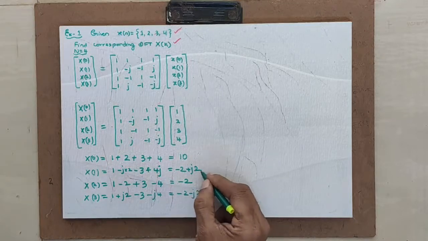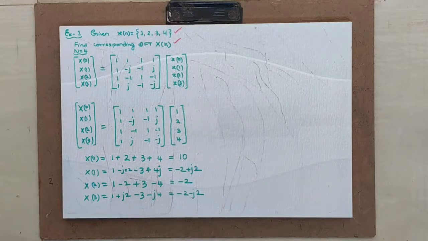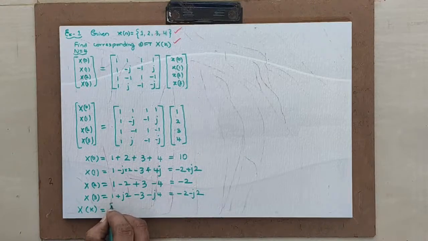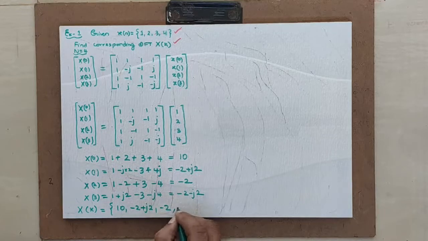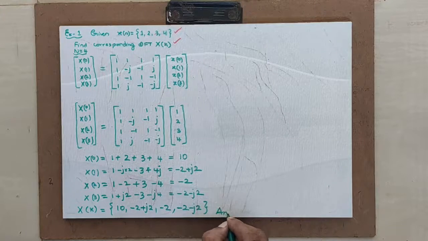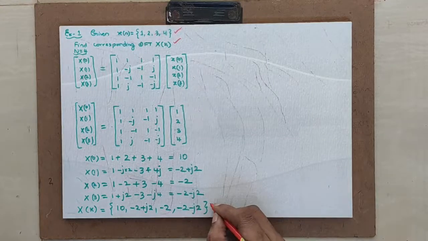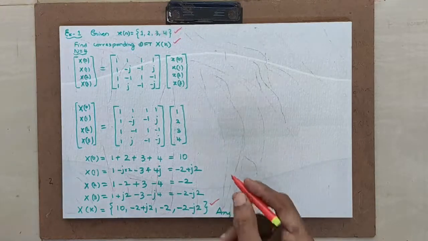You can see that these two are complements of each other. Hence, my DFT answer has come. X of k, anyway, I will write here 10, comma, minus 2 plus j2, comma, minus 2, comma, minus 2 minus j2. This is my answer. Very simple to do this.